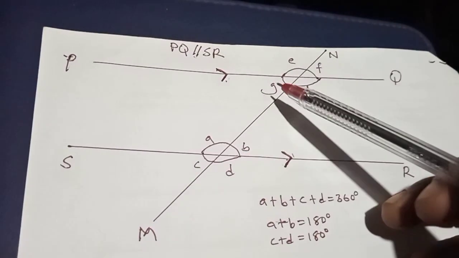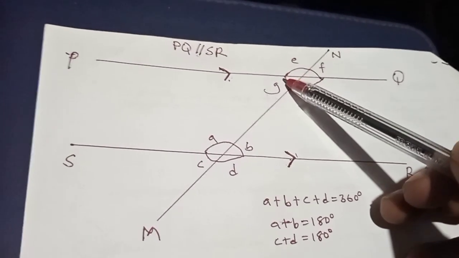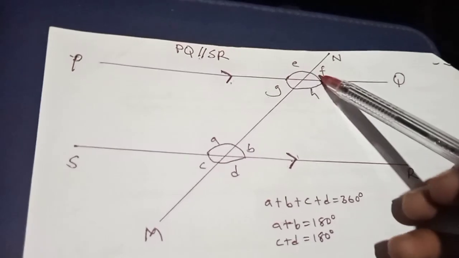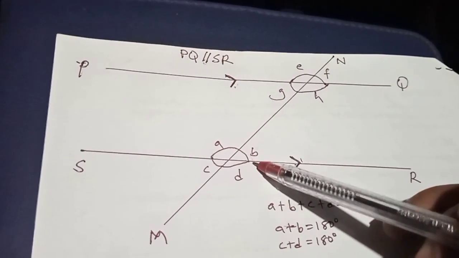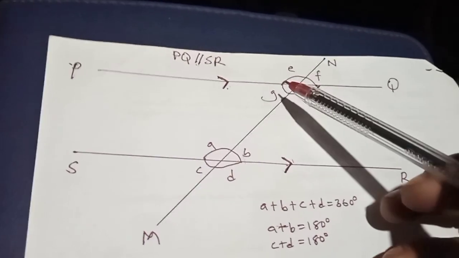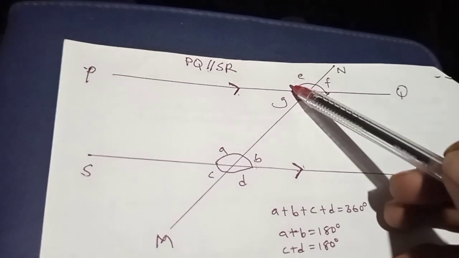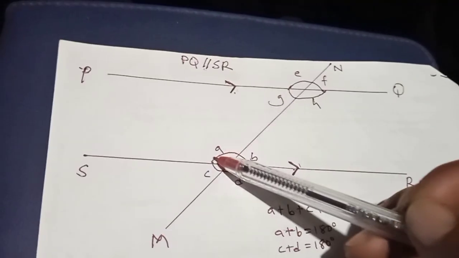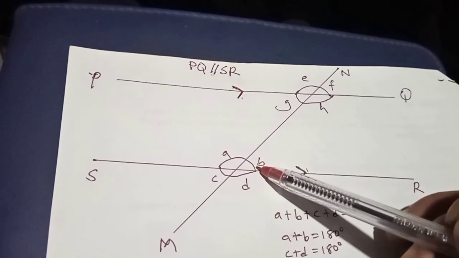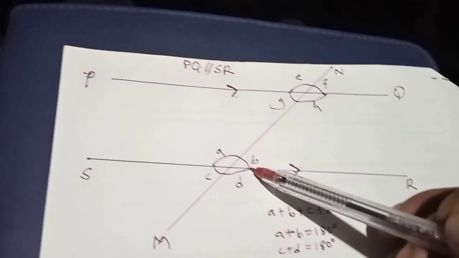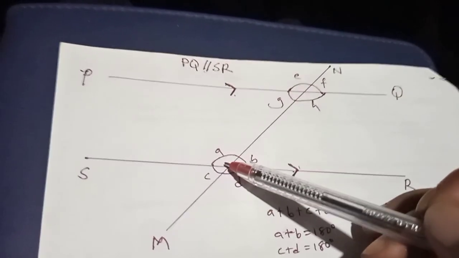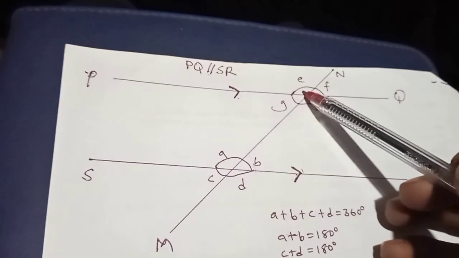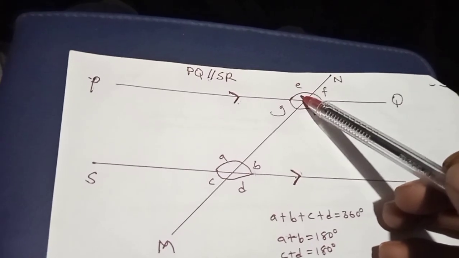Okay, now the angles at the top here and the angles here are corresponding. Okay, so the angle at the top of this arrow here and the angle here are corresponding, and corresponding angles are equal, meaning this angle here is equal to the angle here. They are equal, right?